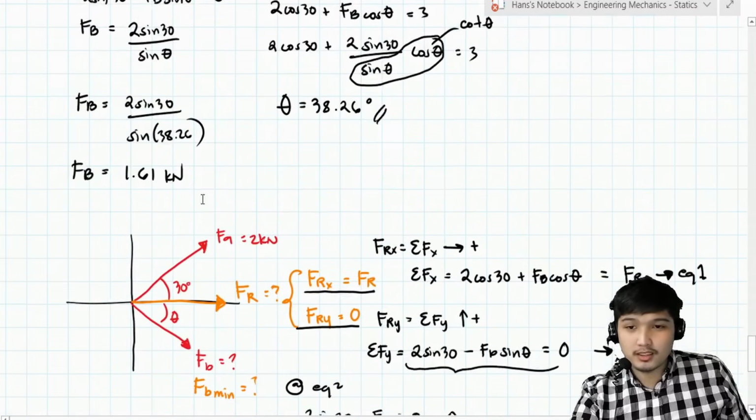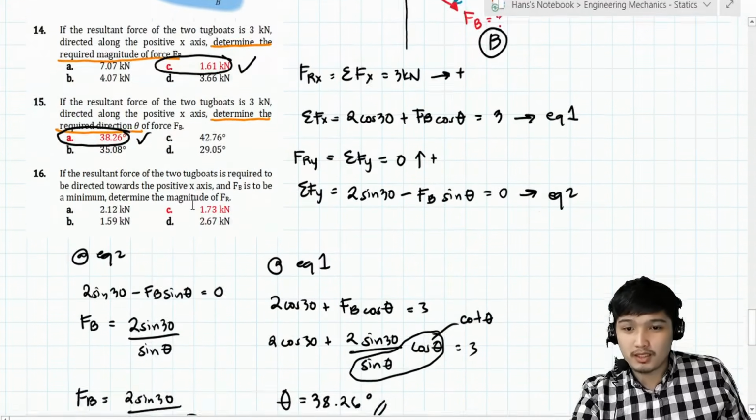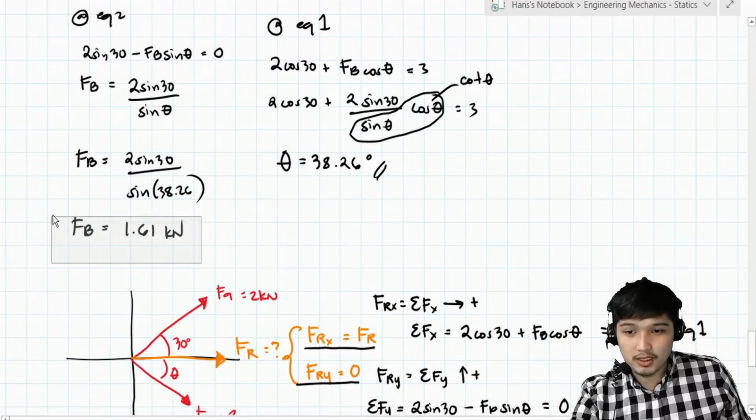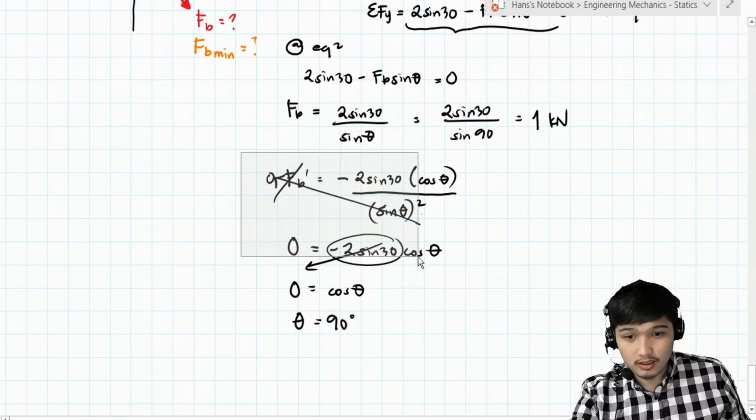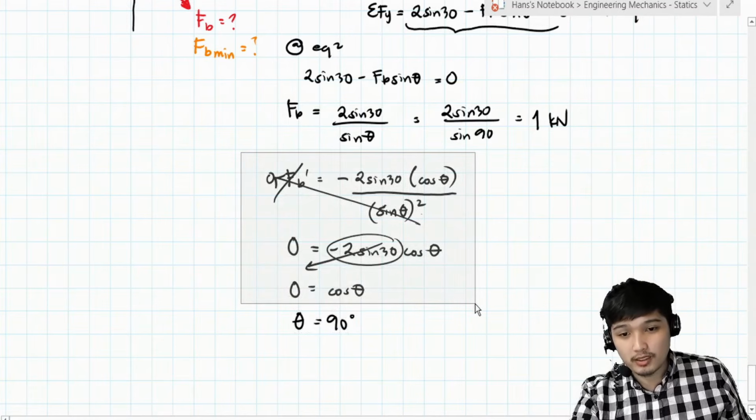So, tama ba minimum yan? Di ba kanina sa previous na problem natin, may nakuha tayong FB na 1.61. So, may nakuha pa pala tayong mas maliit na FB, 1 kilonewton, using yung angle niya na 90. Sana class na gets nyo to, no? This one is a calculus part na pagkuha ng minimum value.